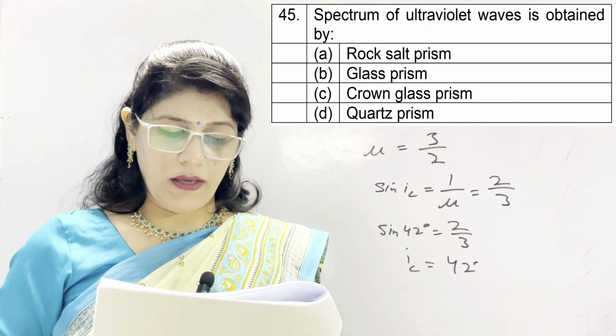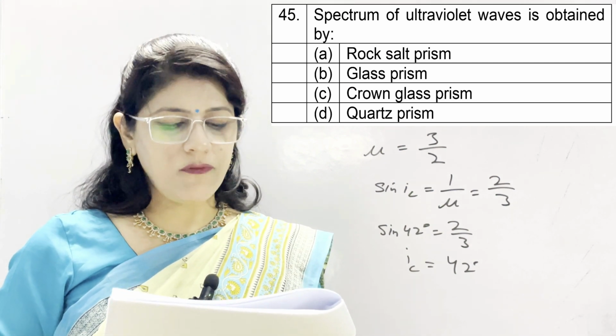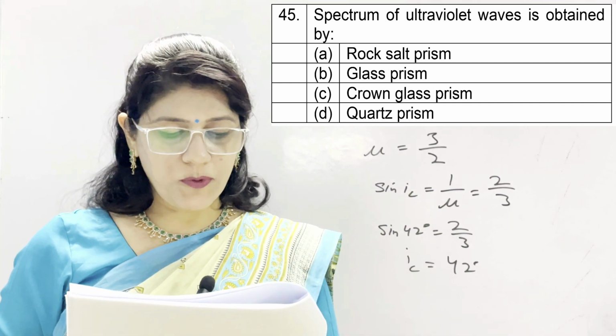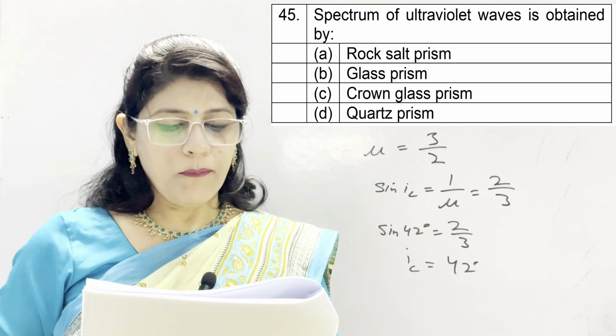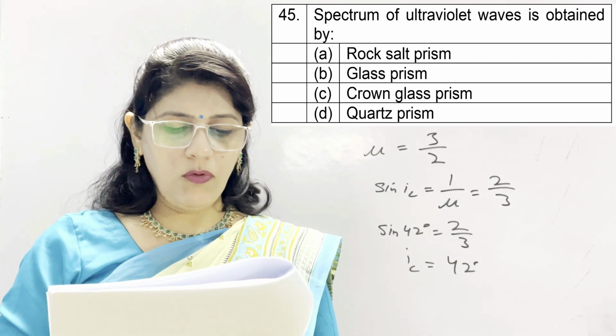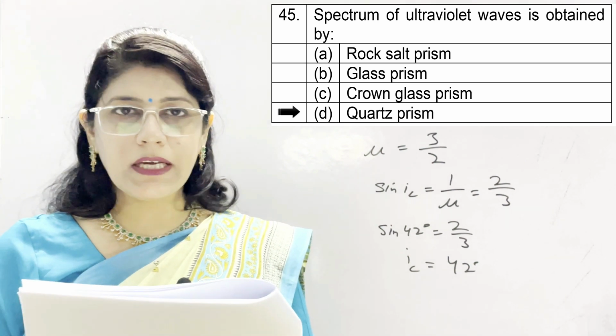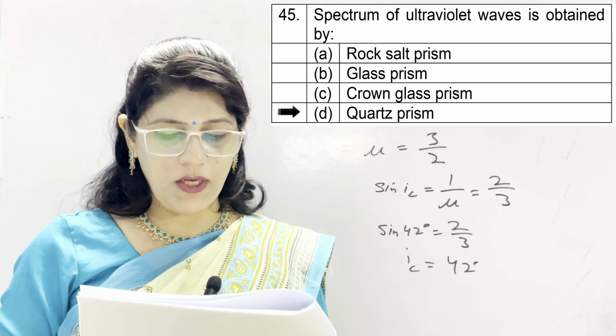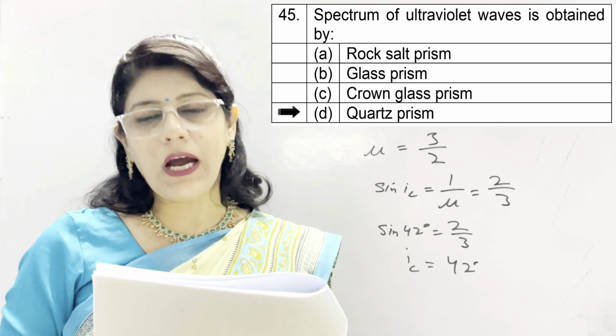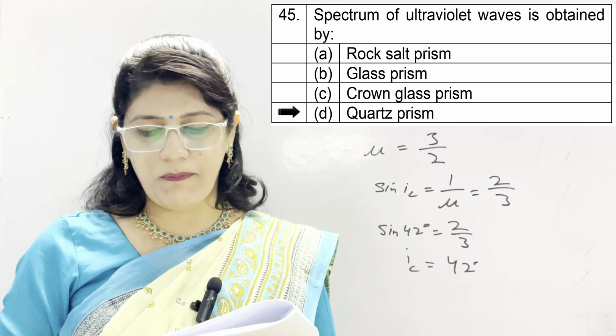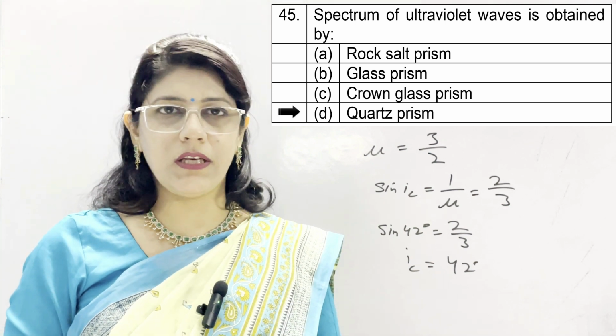Question number 45. Spectrum of ultraviolet waves is obtained by, A option rock salt prism, B glass prism, C crown glass prism, and D quartz prism. So option D is correct, which is quartz prism, because we know ultraviolet radiations are absorbed by glass, but they can pass easily through quartz material.